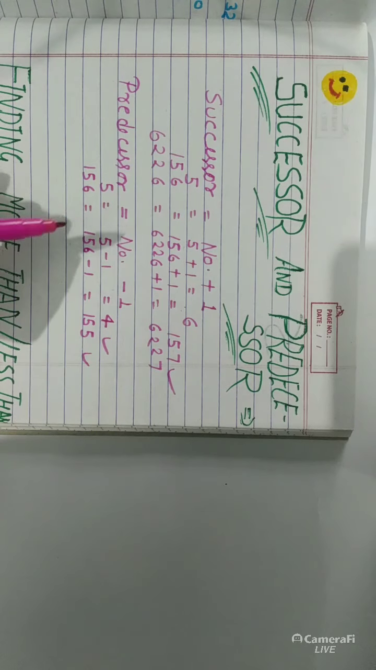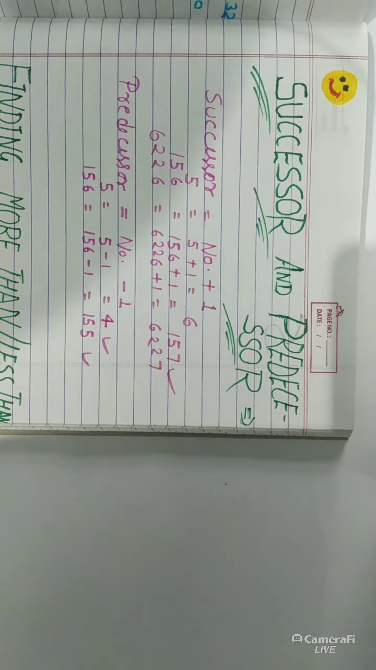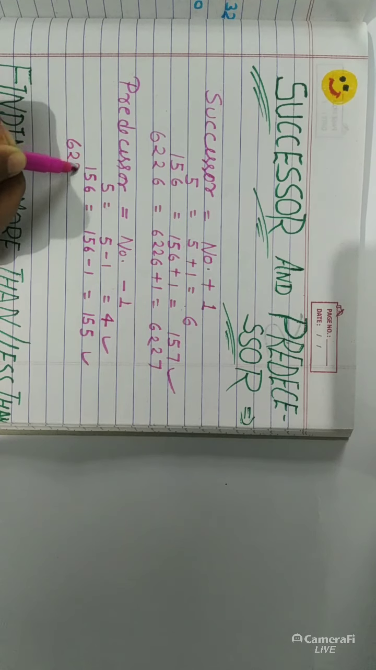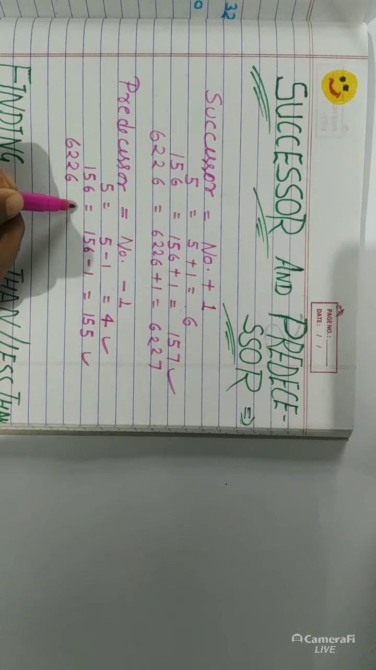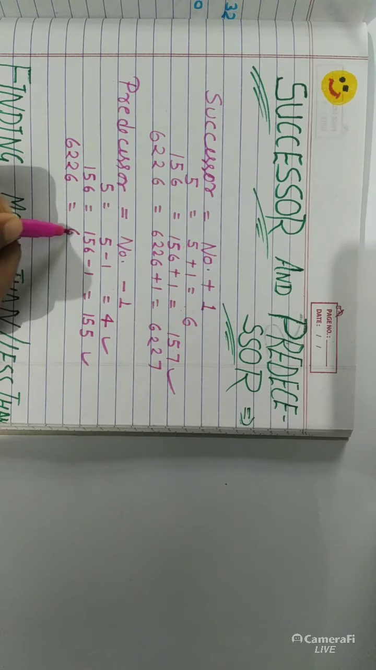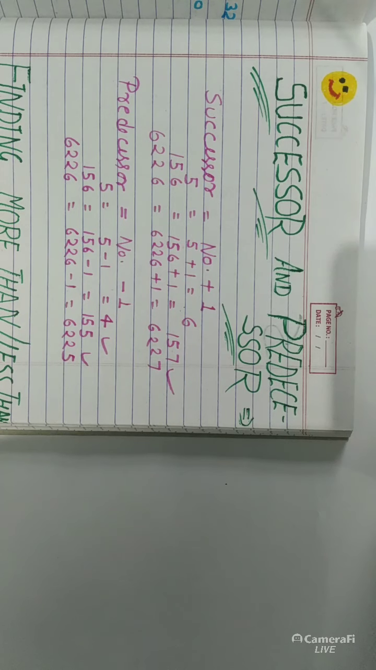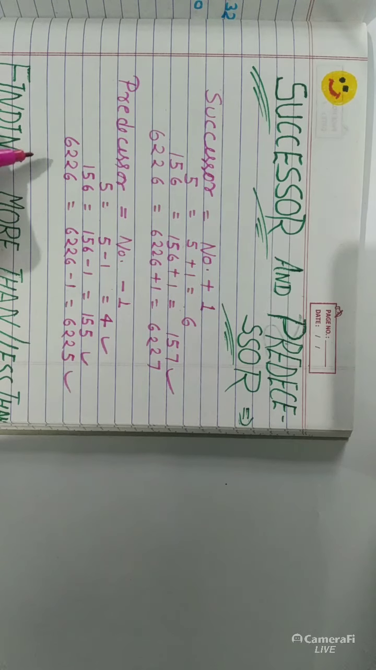Means predecessor means the number that comes just before that number is the predecessor, and the number that comes just after any number is its successor. Okay, so if you have to find the predecessor of 6226, you will similarly subtract 1. 6225, 6 minus 1, 5. Okay children, so this is the predecessor of this number.